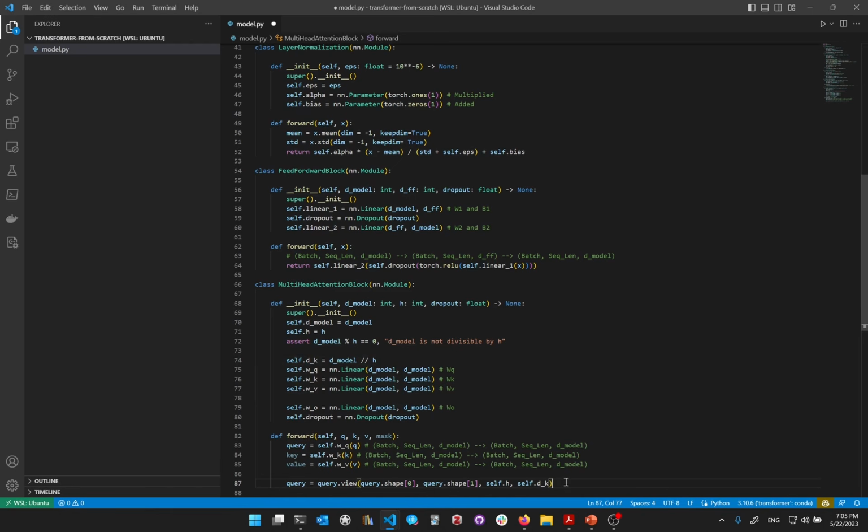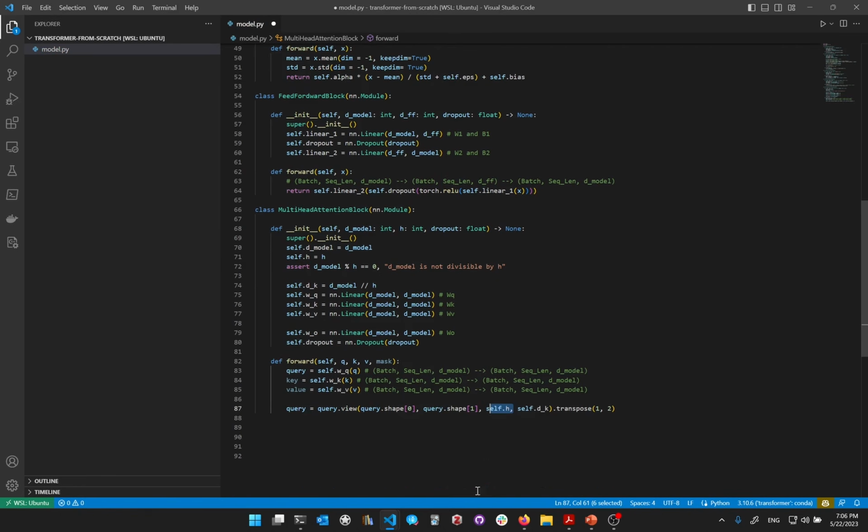And then we transpose 1, 2. Why do we transpose? Because we prefer to have the h dimension instead of being the third dimension. We want it to be the second dimension, and this way each head will see all the sentence, so it will see this dimension, the sequence length by dk.